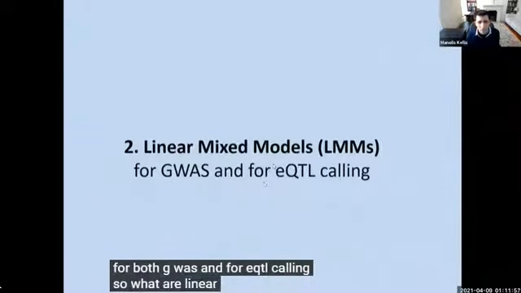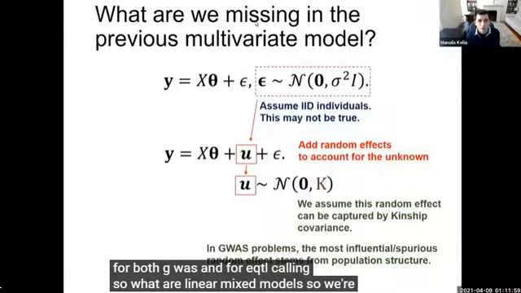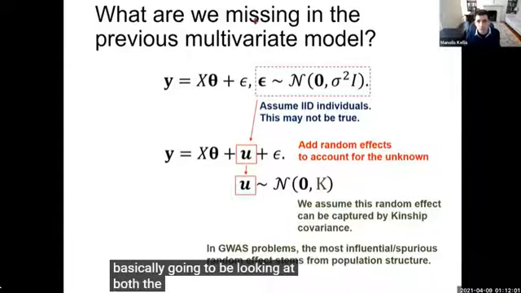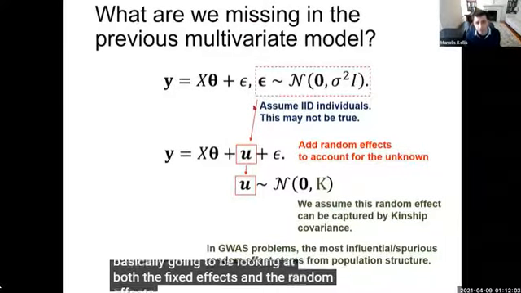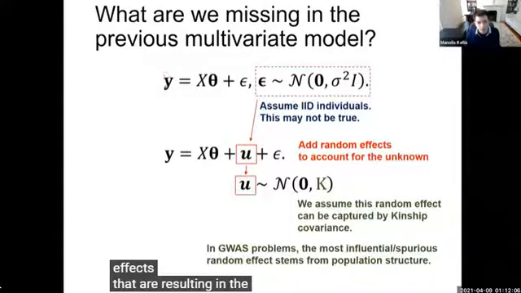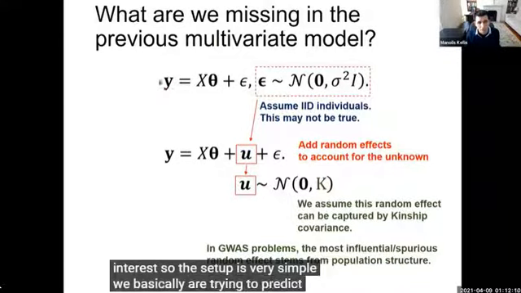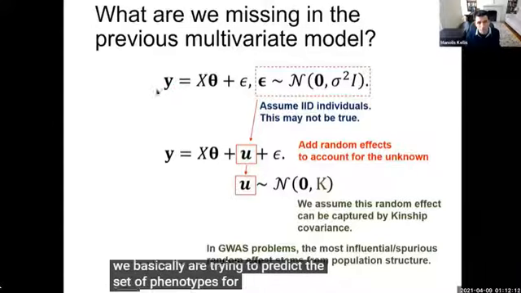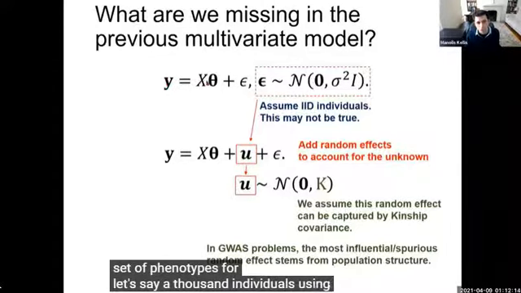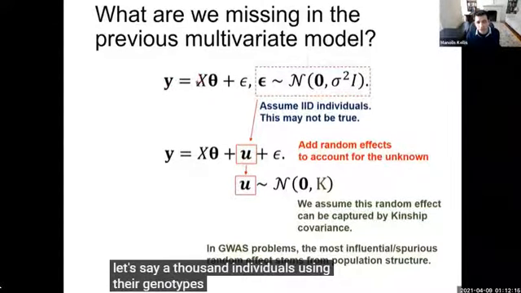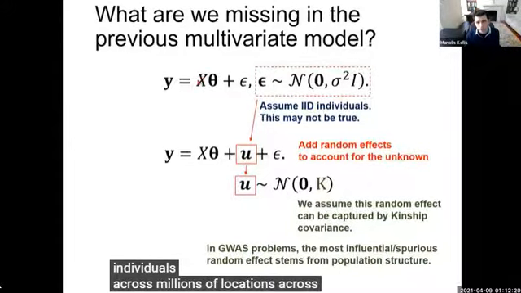So what are linear mixed models? We're basically going to be looking at both the fixed effects and the random effects that result in the phenotype of interest. The setup is very simple. We are trying to predict the set of phenotypes for, let's say, 1,000 individuals using their genotypes for those 1,000 individuals across millions of locations across the genome.